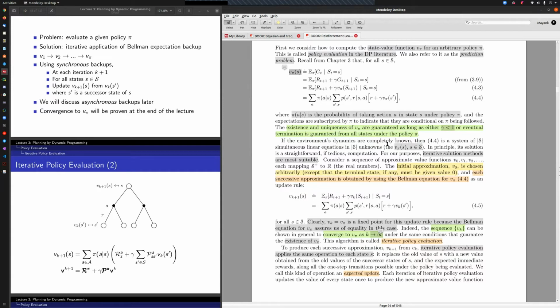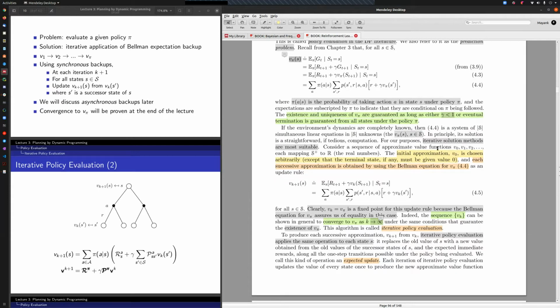This is the environment dynamics that are known, which gives a system of simultaneous linear equations, where the v pi of s is unknown, and s belongs to the state space. This is straightforward, and we have looked at it in the last chapter too.